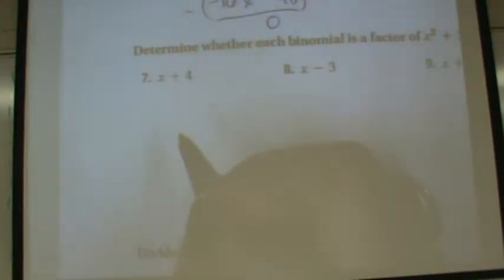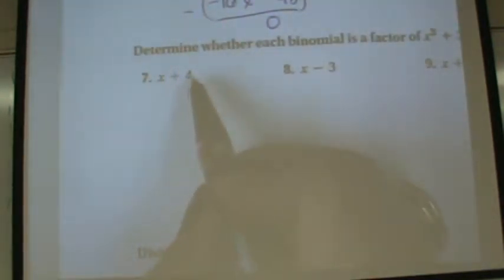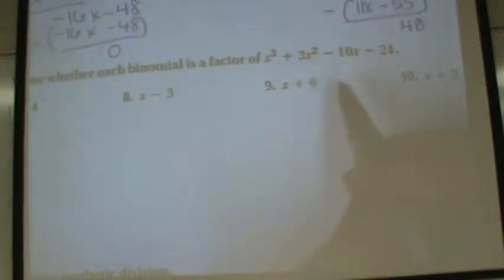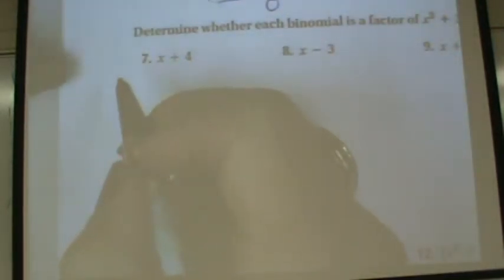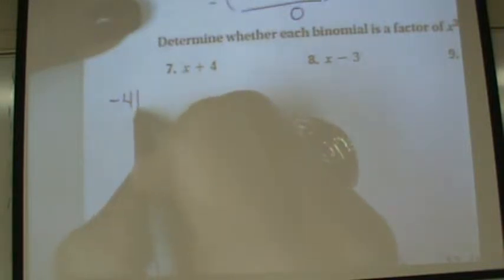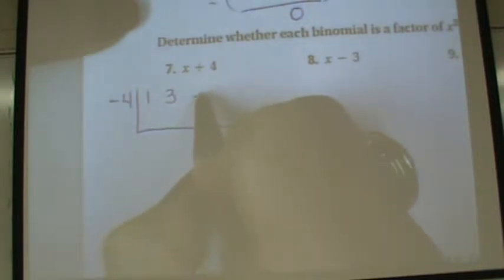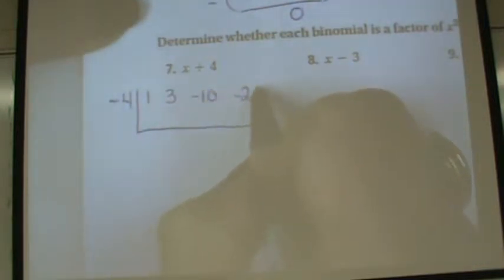7, 8, 9, and 10. They're asking you if this is a factor of x cubed plus 3x squared minus 10x minus 24. So you can use synthetic division. You're going to put a negative 4 outside here, and inside you will have a 1, a 3, a negative 10, and a negative 24.